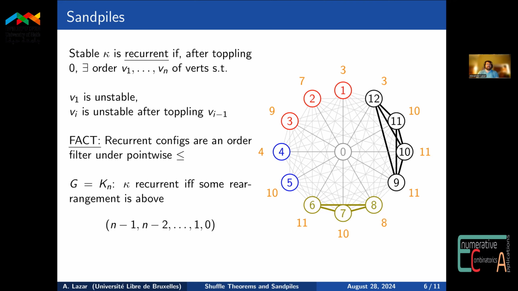And an upshot of this is, in the special case when G is just K_n, we're assuming the sink is not counted in this n, kappa is recurrent if and only if some rearrangement is above the staircase n minus 1, n minus 2, down to 1, 0. If you're familiar with the more classical definition of parking functions, that ought to give you some idea that there's some kind of connection. Right? This is a very parking function kind of condition.